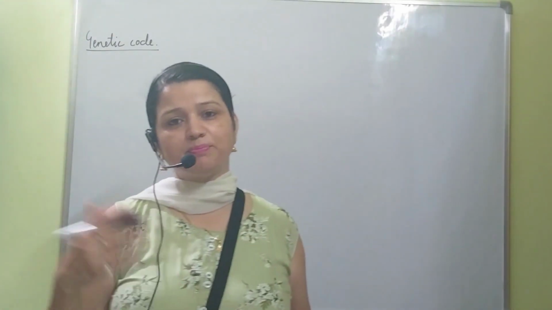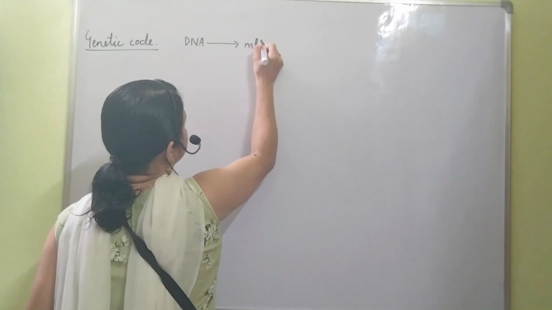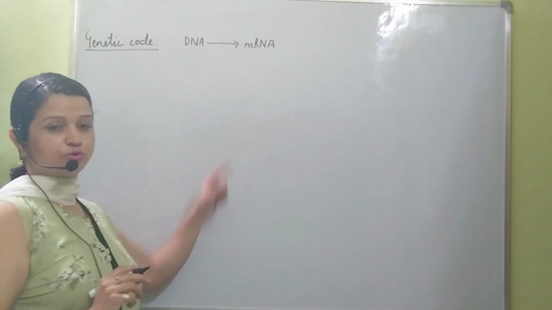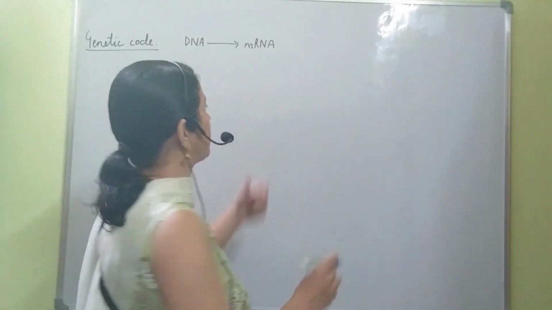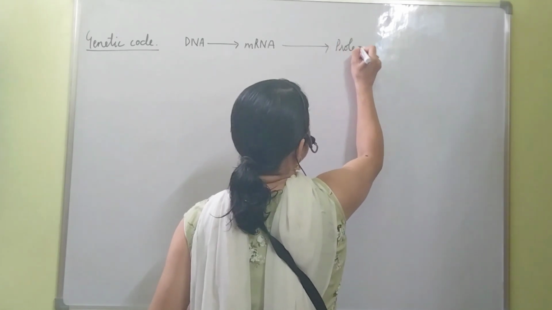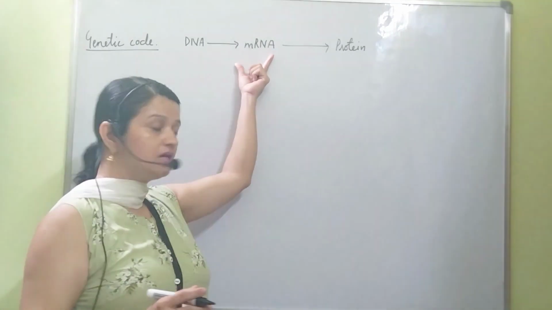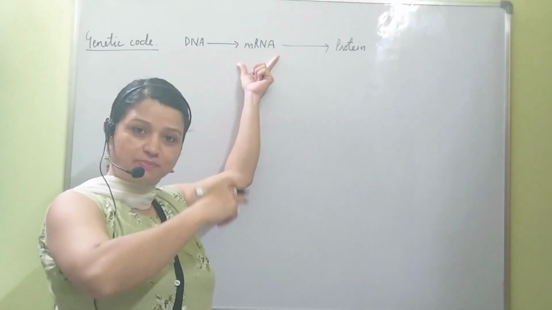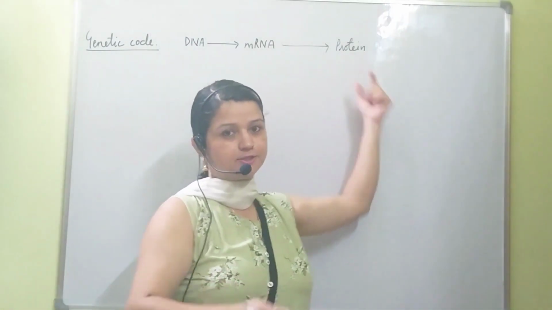polypeptide. In my previous video, we saw that the genetic information is copied from one strand of DNA into messenger RNA, and this process is known as transcription. And the information present in messenger RNA will lead to the formation of a polypeptide, which is known as translation. So there is a relationship between the sequence of nucleotides present on messenger RNA and the amino acids in the polypeptide.